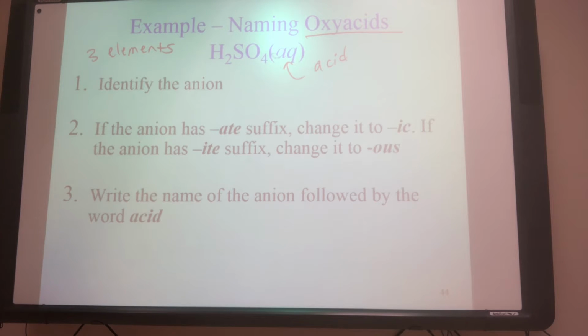So now I have to figure out, what is the anion? Because I know it's always H plus the anion. So my anion has to be SO4. Since there's a 2 here, you could cross up to get the 2-. So now I know what the formula is for the anion. But I need to know, what's the name of that guy? So SO4 2- is sulfate.